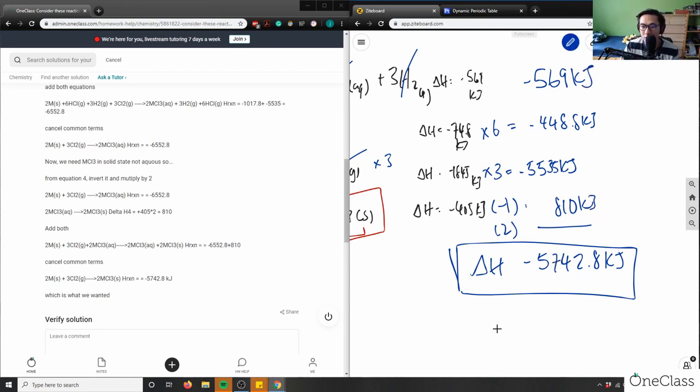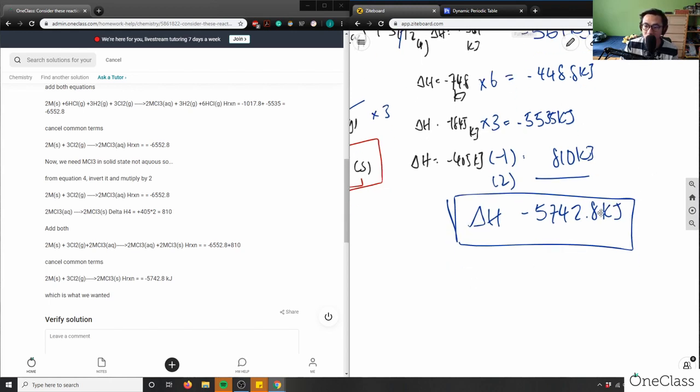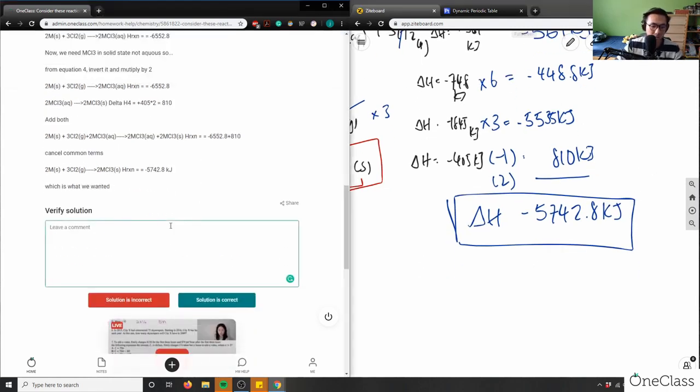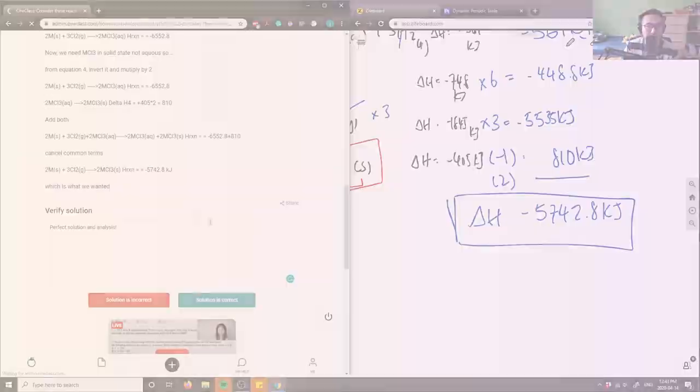So that here is our final equation. I actually did my math wrong here. I did negative 400. I didn't use a calculator for this, so of course, silly me. 405 times 2 here is 810. Negative 405 times -1 times positive 2 is 810 kilojoules, which is the correct answer. So this here is a correct solution. Perfect solution and analysis. My bad for that. Sorry, guys.